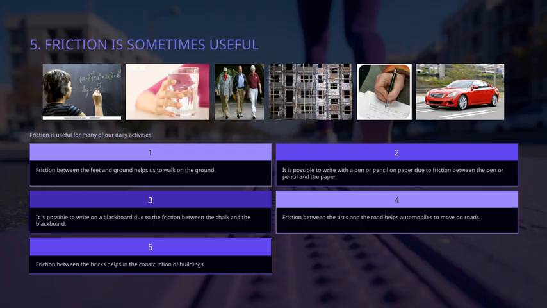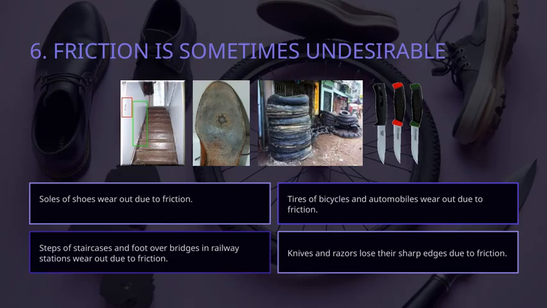Finally, friction between tires and the road is essential for automobiles. It gives the tires grip, allowing cars to accelerate, turn, and stop safely. So, despite sometimes being a nuisance, friction is actually an essential part of many everyday activities. Friction, while essential for many functions, can sometimes be a real problem.